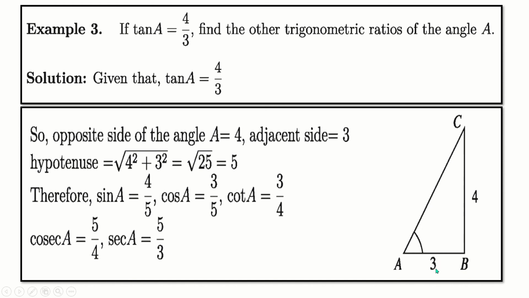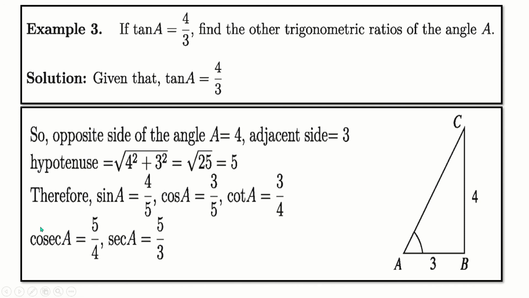Hypotenuse equals the square root of base square plus perpendicular square, or opposite side square. So 3 square plus 4 square is 25. Then the square root is 5. That means AC equals 5, that means hypotenuse equals 5. Clear everyone? Because we know the Pythagoras theorem. In class 8 we had already discussed it.